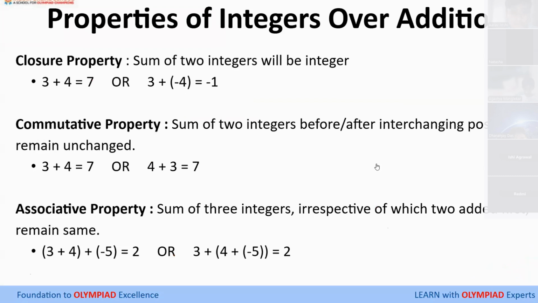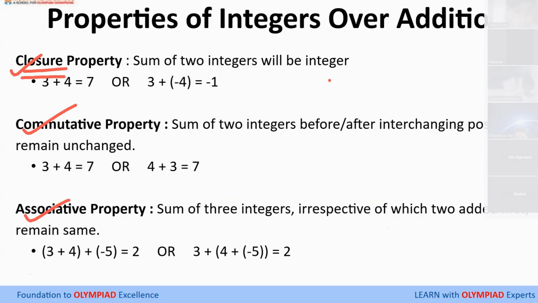Now we have a few properties when it comes to addition of integers. Mainly three: closure, commutative, and associative. The meaning of the properties lies in the words themselves. Closure. Putting a closure to something, putting an end to something, means what? Two integers, no matter positive or negative, when you are adding, it's an integer only.